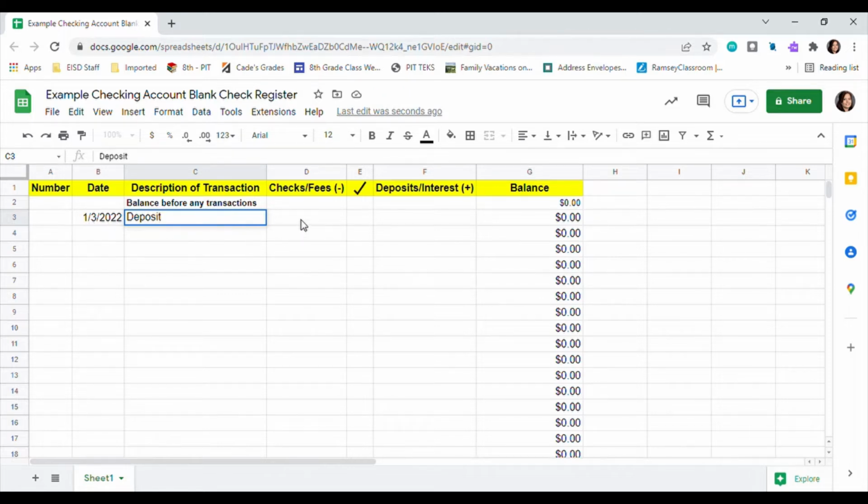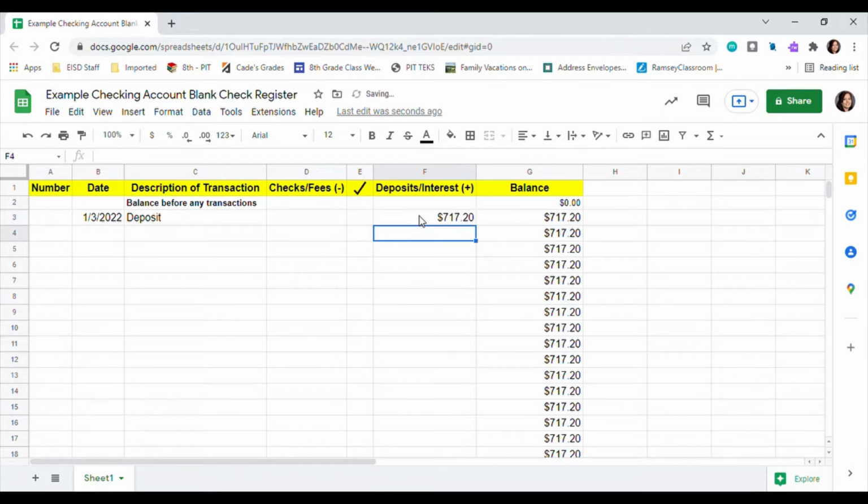Now, when money leaves your checking account, you put it in column D. That would be like you writing a check or using a debit card, something along those lines. That would go into column D. In this case, we're making a deposit. Money is coming into our account. So we move on over to column F, and in column F, we put the amount of the deposit that we put onto our deposit ticket, which was $717.20. Now, the cool thing about it is I've already got it formatted for dollar signs, so all you have to do is hit enter, and it will automatically put the dollar sign in.